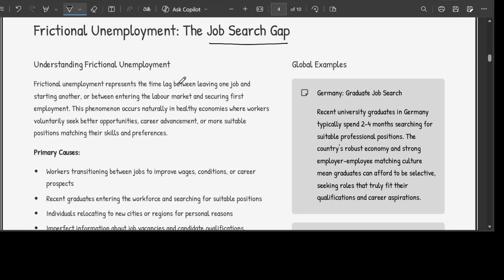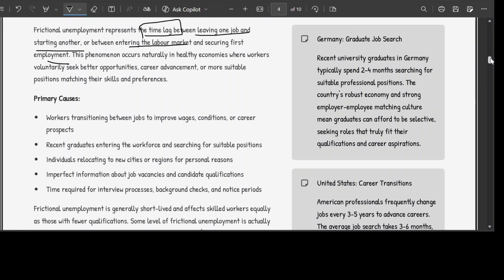So, frictional unemployment means the time lag between leaving one job and starting another, or between entering the labor market and securing first employment. This phenomenon is very healthy in nature, and workers voluntarily seek better opportunities, career advancement, and more suitable positions, matching their skills and their preferences.